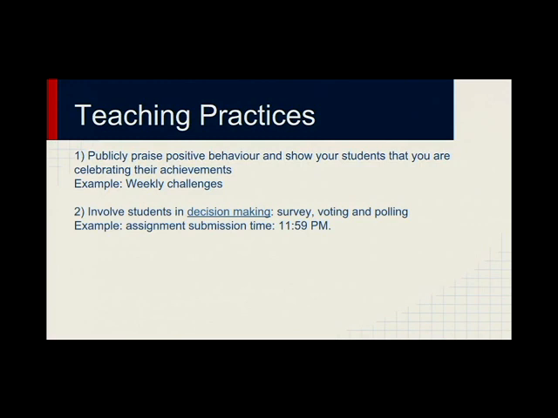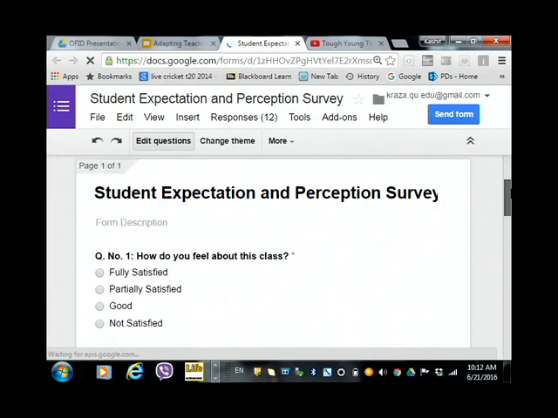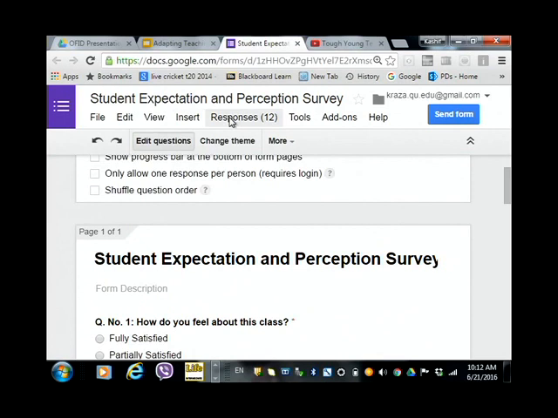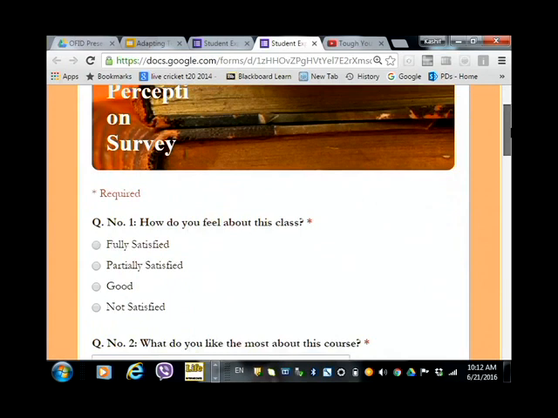Third, do a needs assessment survey. For example, I did a survey. As I said, it was just an informal survey. I asked them questions like this. How do you feel about this class? The survey looked like this. So simple questions, how do you feel? What do you like the most about this course?